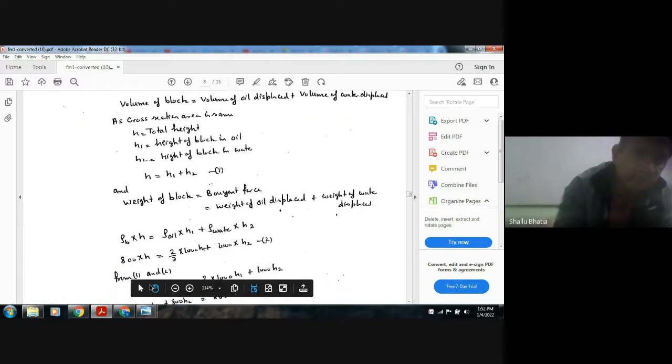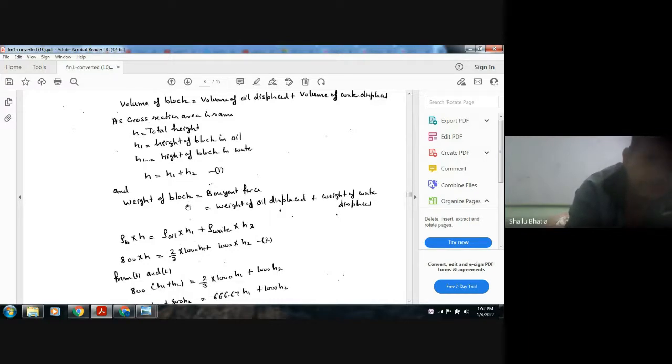Okay, so if the area of cross section is constant throughout the height, we can take only this rho b into H, that is the weight of the block per unit area per unit gravitational acceleration. Similarly, the weight of oil per unit area per unit g is rho oil h1, and the weight of water is rho water h2. So putting the values, rho b is 800, rho oil is 2 by 3 of 1000, and rho water is 1000. Putting these values we can get another relationship between h1, h2 and H.